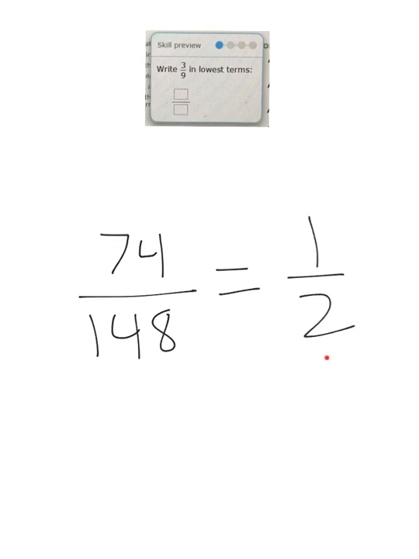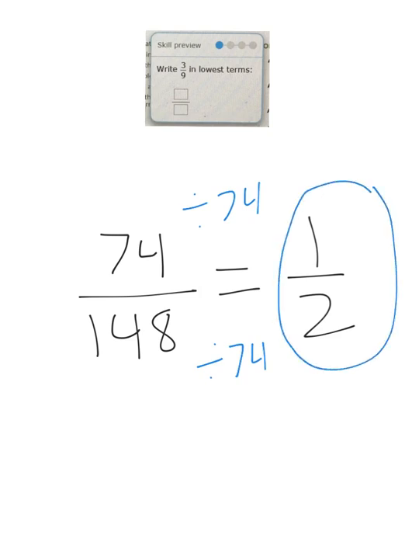1/2 is a lot easier for us to process because 74 divided by 74 is 1, 148 divided by 74 is 2. So 74/148 is equivalent to 1/2. 1/2 is 74/148 in its lowest terms. I can't make this fraction any simpler. The reason that is, I can't divide the top and the bottom by anything more than 1 now.